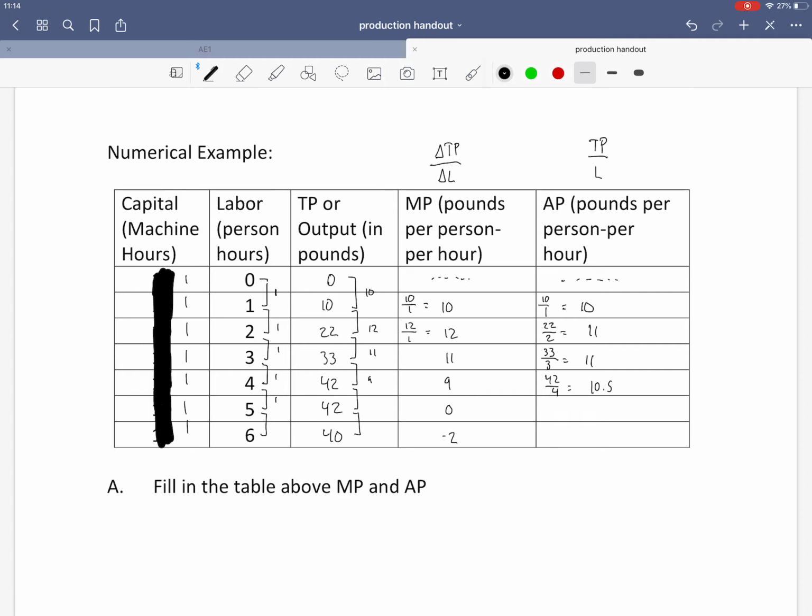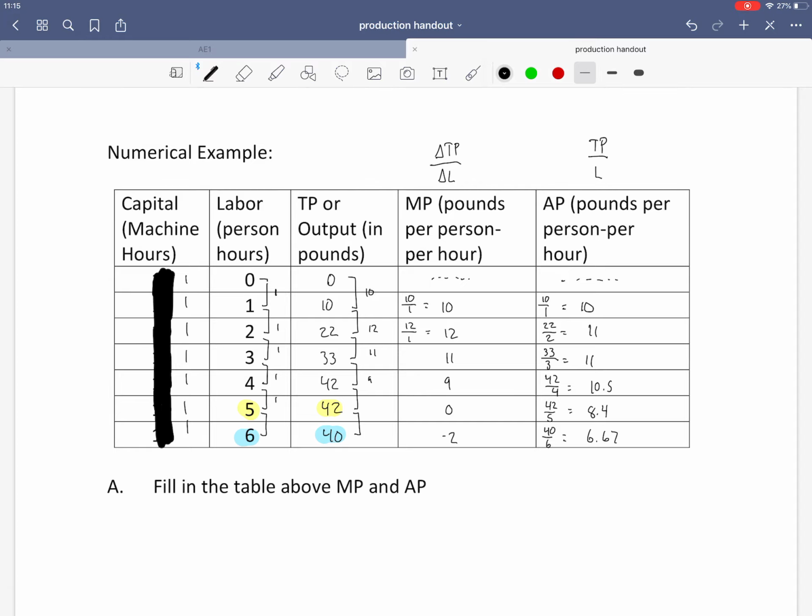Once again, 42 pizzas are produced by 5 workers. So when we have 5 workers, we're producing 42. So 42 divided by 5 is going to give us 8.4. And then our last one, we see that when we have 6 workers, they're able to produce 40 pizzas. So 40 over 6 is going to give us 6.67. So we found our average product once again by just saying, based on the amount of workers we have and the amount that they're able to produce, what's the average?